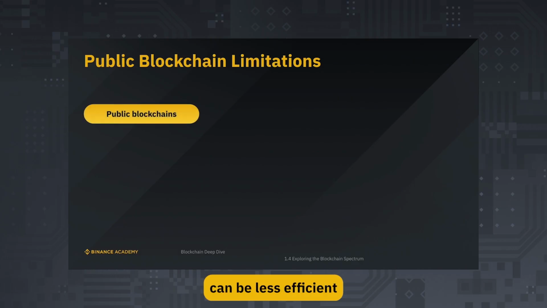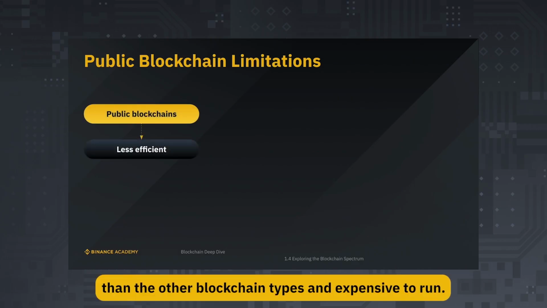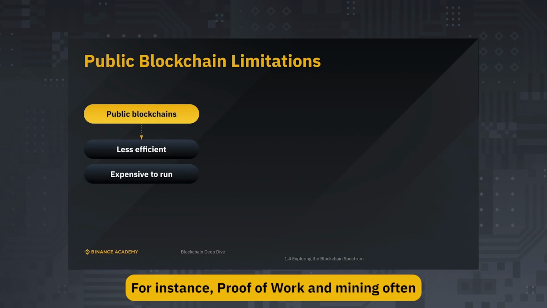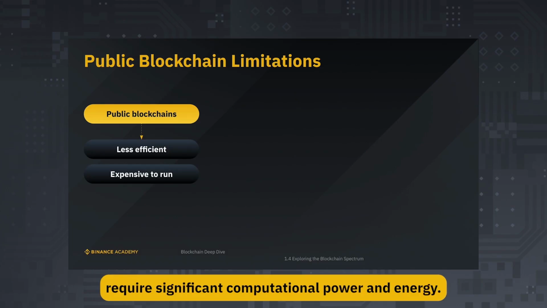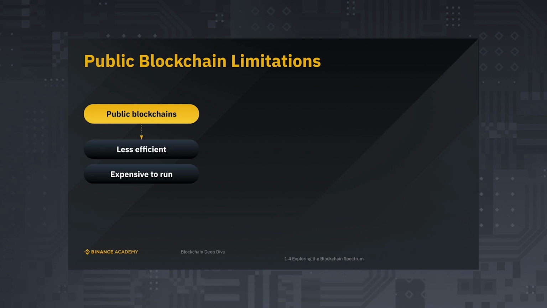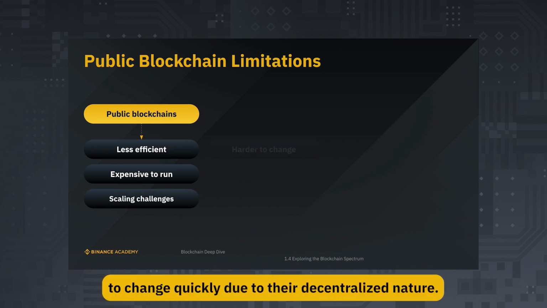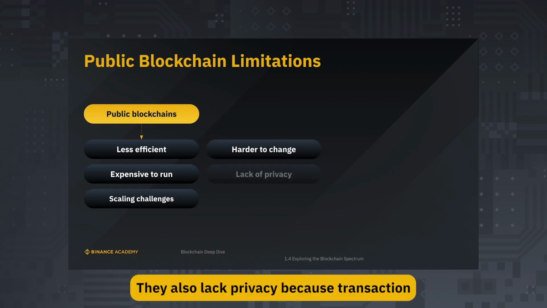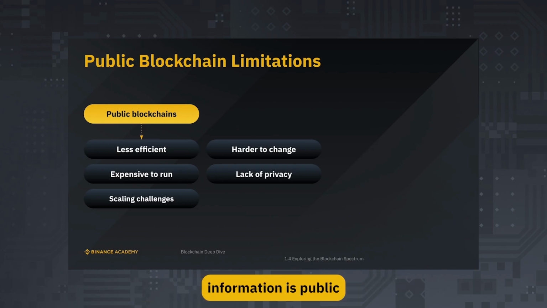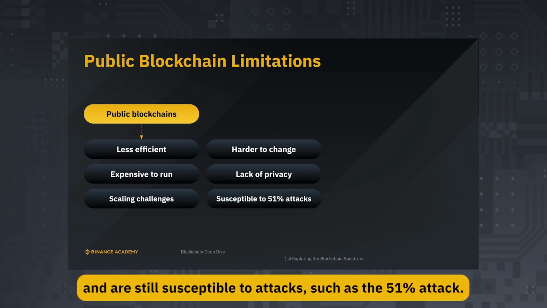Public blockchains can be less efficient than the other blockchain types and expensive to run. For instance, proof of work and mining often require significant computational power and energy. Public blockchains face challenges with scaling and being able to change quickly due to their decentralized nature. They also lack privacy because transaction information is public and are still susceptible to attacks such as the 51% attack.